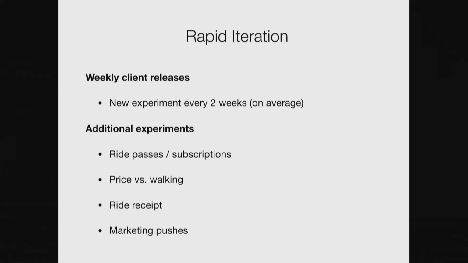Another thing that we tried to experiment with is people's willingness to walk versus how much they're willing to pay. Would they be willing to pay a little bit more if they didn't have to walk so much? So we had to adjust a lot of parameters to make sure we find that sweet spot. And of course, because it's a new product, we want to be selling this on, say, the ride receipts that you're getting in your email after you finish taking a ride, and marketing pushes.